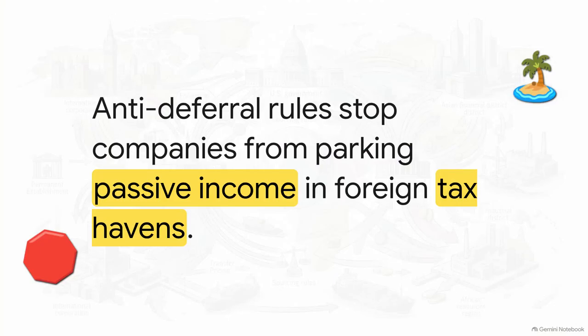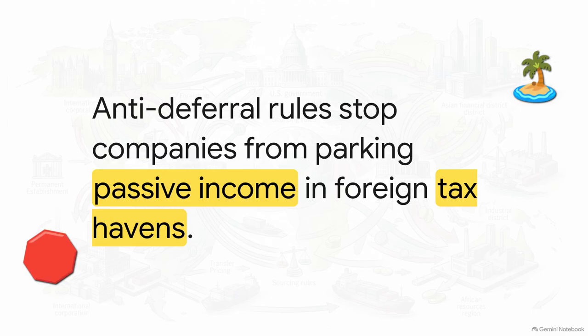To stop companies from just funneling profits into offshore tax havens, the U.S. uses strict anti-deferral rules, the most famous of which is Subpart F. Normally, if you operate a foreign subsidiary, the U.S. defers taxing those profits until you actually bring the money back home. But if Daniela tries to park highly portable, low-taxed passive income, like offshore interest or royalties, in a shell company, Subpart F kicks right in.